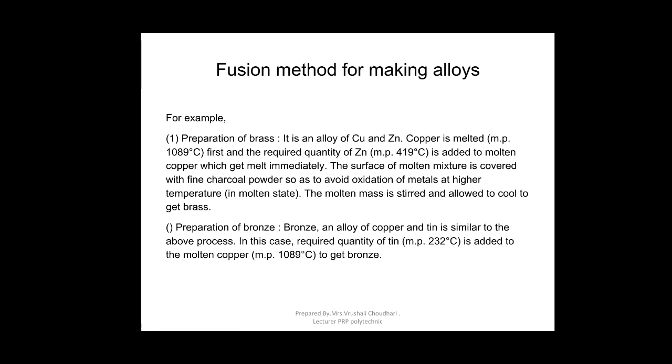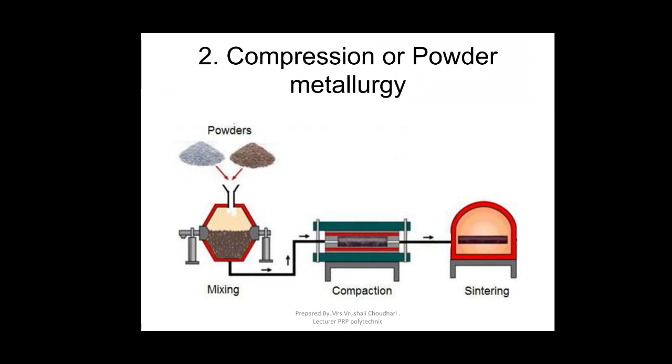Similarly, we prepare bronze from copper and tin. Copper has a melting point of 1089 degrees Celsius. We melt it first, then add the required quantity of tin, which has a lower melting point of 232 degrees Celsius. The mixture is covered with charcoal powder to avoid oxidation and stirred using a graphite rod.